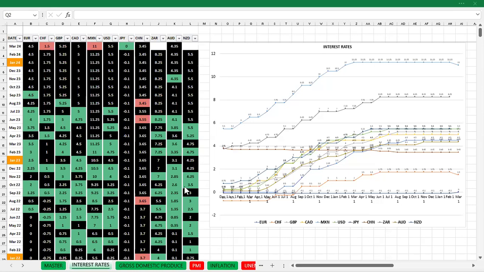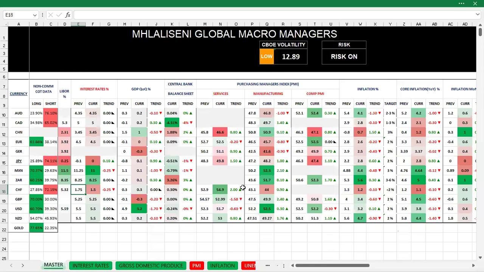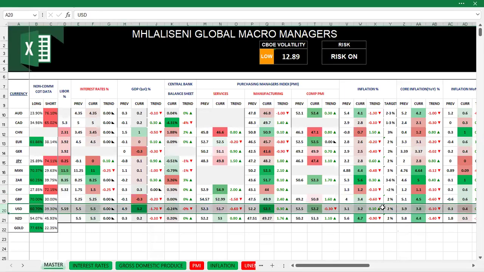So, in terms of indices, as an example, we're going to look at interest rates. But before we get to interest rates, remember I said that for interest rates to either go up or go lower, inflation needs to be taken into consideration, right? So we're going to go into the master tab, and then we're going to look at the United States dollar. So where is the USD? So here's the USD here. As you can see, when it comes to the United States dollar, the target for inflation is 2%, right?